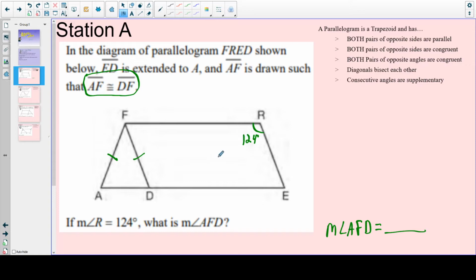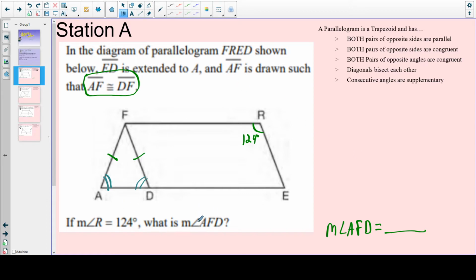Now, a couple of things. Before I even look at this parallelogram, just based off the information that they gave us, check this out. What type of triangle is FAD? It's isosceles. So if it's isosceles, that means the angles opposite the congruent sides must be congruent. Bam. All right, so let's jump to it.